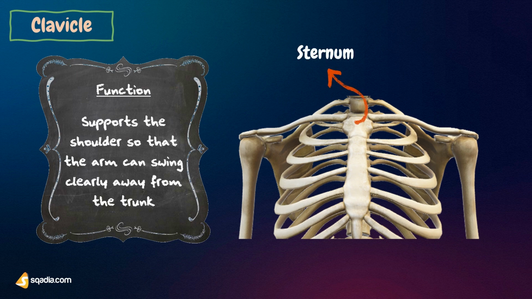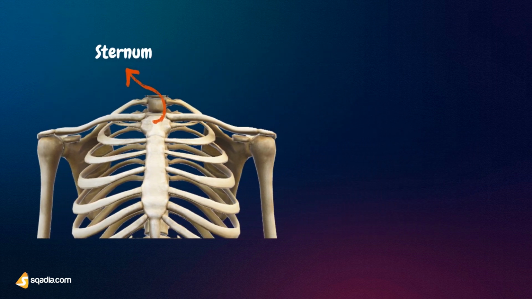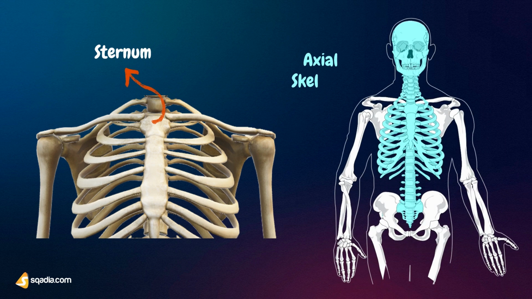It supports the shoulder so that the arm can swing clearly away from the trunk. The clavicle transmits the weight of the limb to the sternum. We can say that it connects the upper limb to the axial skeleton.